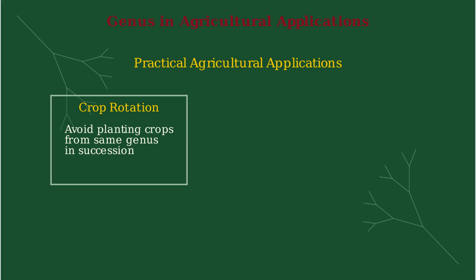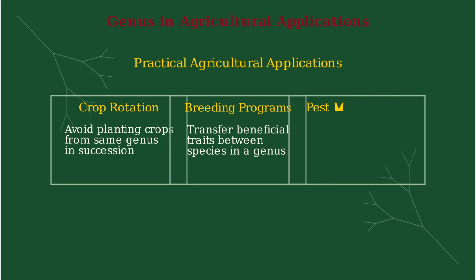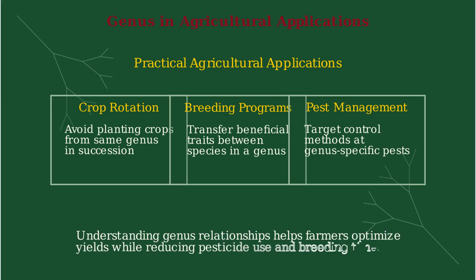Genus classification guides several practical agricultural applications. In crop rotation planning, farmers avoid planting crops from the same genus in succession to prevent disease buildup. Breeding programs often transfer beneficial traits between species within a genus as they share compatible genetics. And pest management strategies are developed at the genus level, targeting common vulnerabilities shared among related species. Understanding genus relationships helps farmers optimize yields while reducing pesticide use and breeding time.